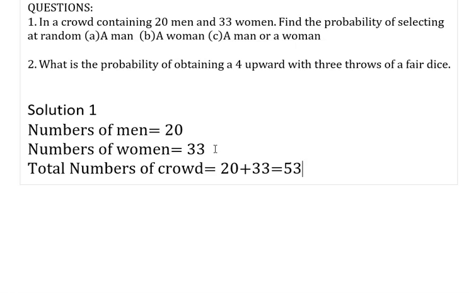So with that, this is going to guide us a whole lot in solving this question. So we have 20 men, we have 33 women. The total number of the crowd there now is 53. So we have to find the probability of selecting at random.